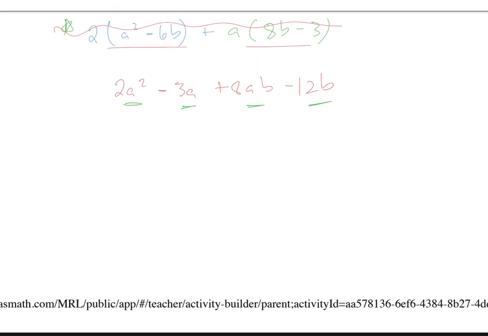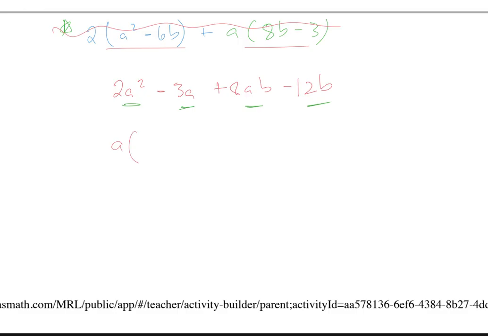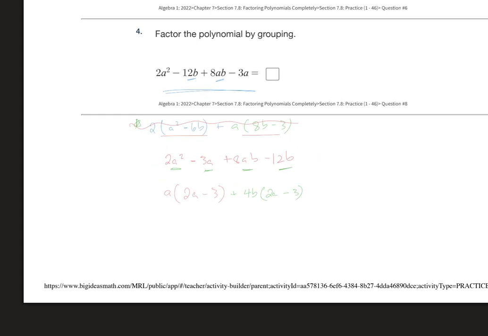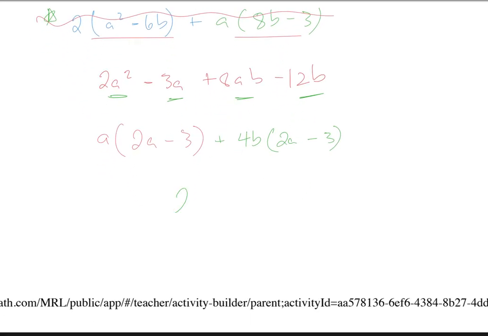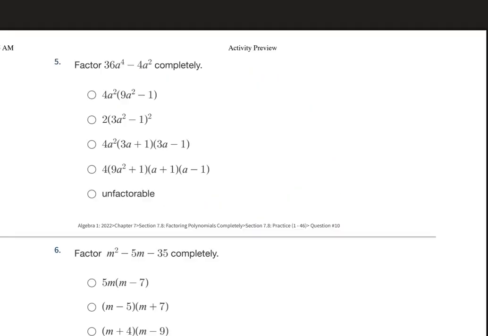All right, so this one, factor out the a, we get 2a minus 3. Factor out a 4b, and we get 2a minus 3. So the answer for number 4 is 2a minus 3 times a plus 4b. That's a b, I promise. b right there. That's our answer.